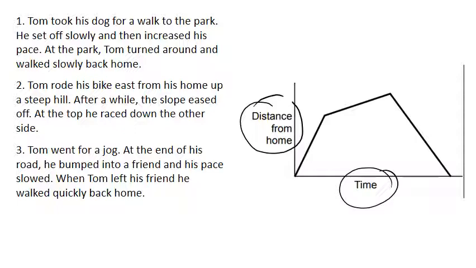So now we have three situations here on the left, and we need to match which situation is going to match with this graph. Tom took his dog for a walk to the park. He set off slowly and then increased his pace. At the park, Tom turned around and walked slowly back home. Okay, so far it looks okay. It says he went slowly and then increased his pace and then he turned around.